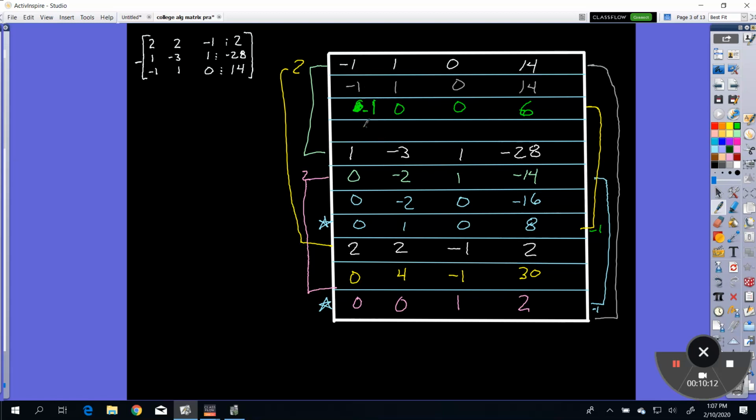Now I divide it all by negative 1, and I get 1, 0, 0, negative 6. So my 3 rows are 1, 0, 0, negative 6, 0, 1, 0, 8, and 0, 0, 1, 2. So same thing as what we got before, so I know my answer is right. I've checked it 3 different ways, so that's good.